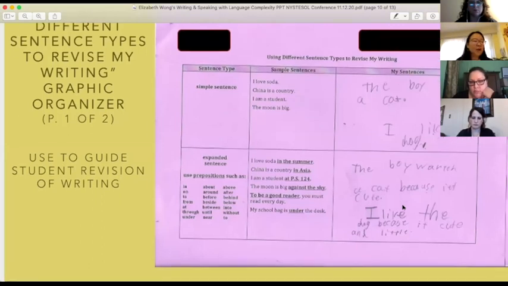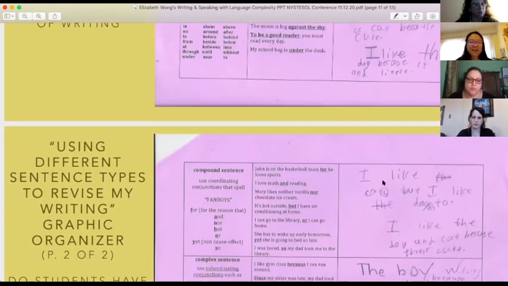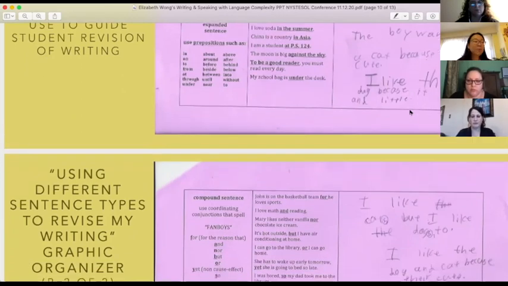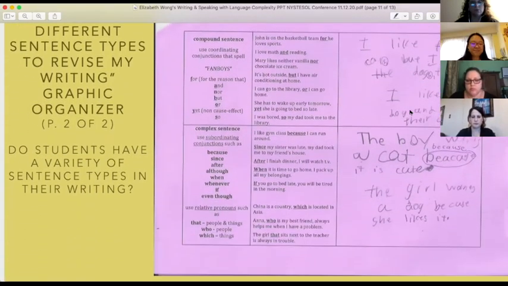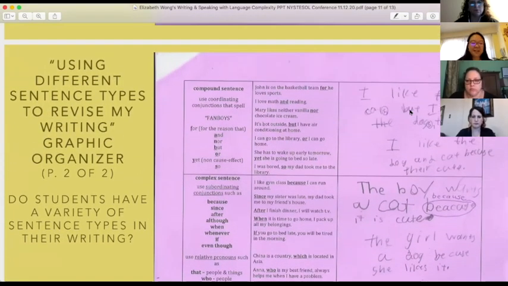And this is a great opportunity for you to discuss with the student why this is not expanded and why it's complex. Again, it's because of that subordinating conjunction because, and then helping the student correct the sentence. So this is just to make sure that they are writing with a variety of sentence types.